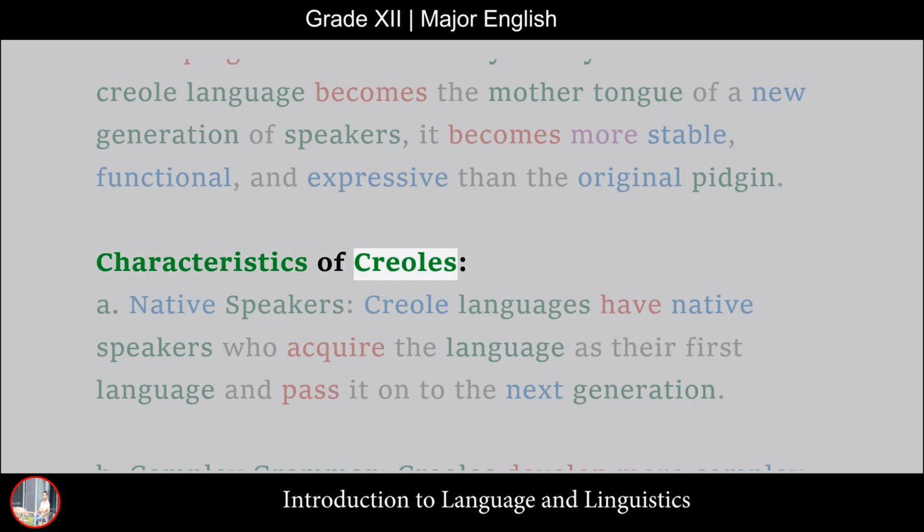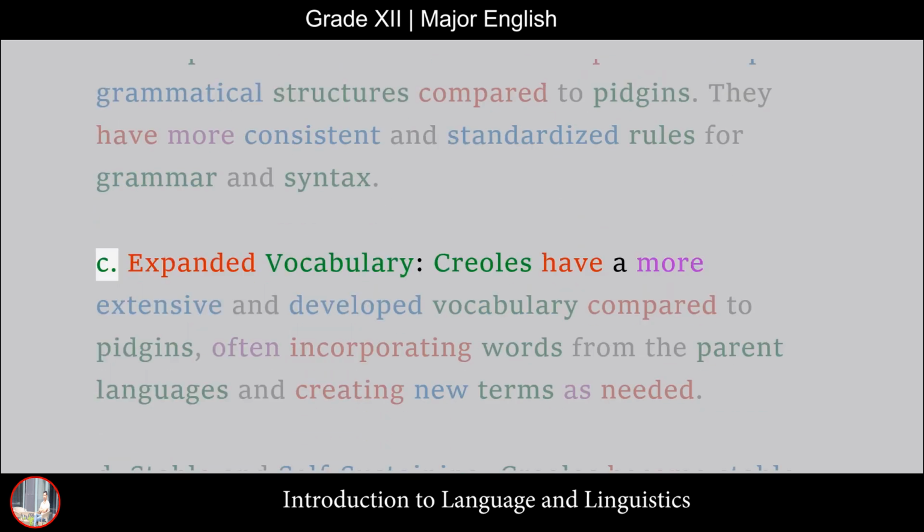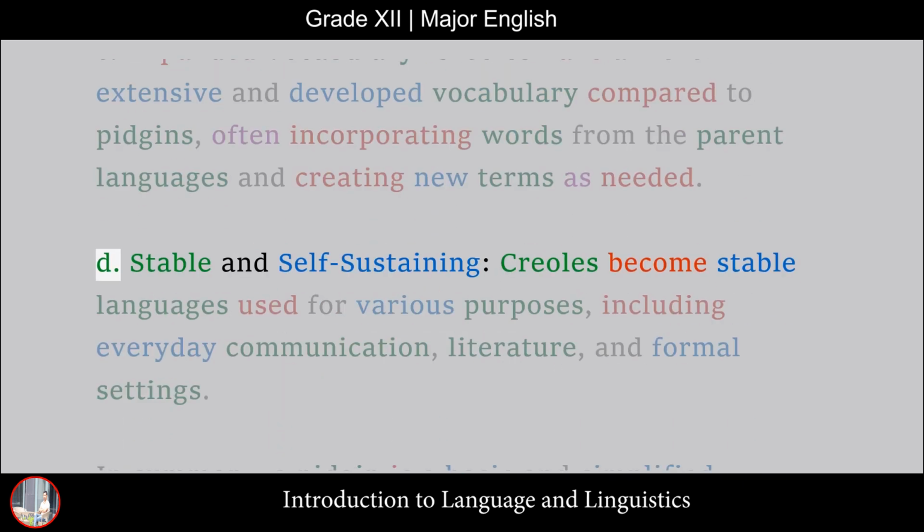Characteristics of Creoles. A. Native speakers. Creole languages have native speakers who acquire the language as their first language and pass it on to the next generation. B. Complex grammar. Creoles develop more complex grammatical structures compared to pidgins. They have more consistent and standardized rules for grammar and syntax. C. Expanded vocabulary. Creoles have a more extensive and developed vocabulary compared to pidgins, often incorporating words from the parent languages and creating new terms as needed. D. Stable and self-sustaining. Creoles become stable languages used for various purposes, including everyday communication, literature, and formal settings.